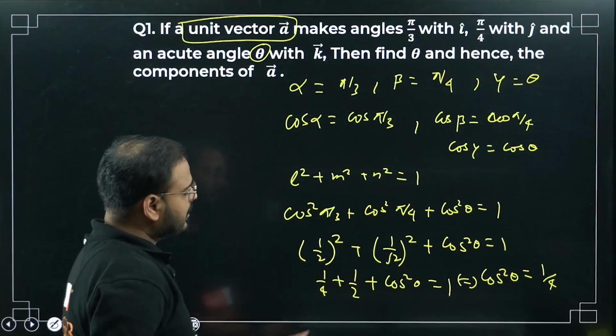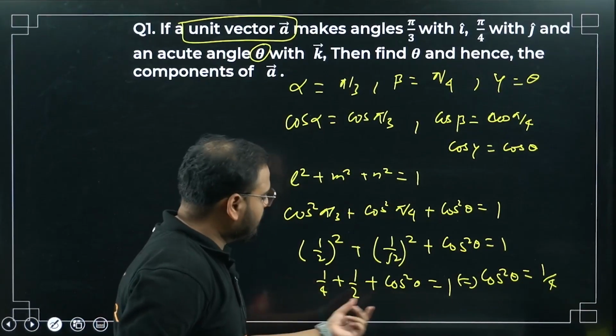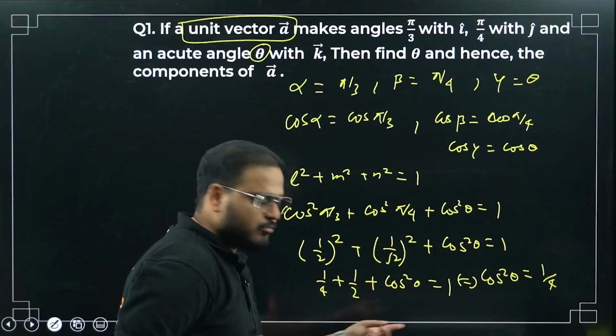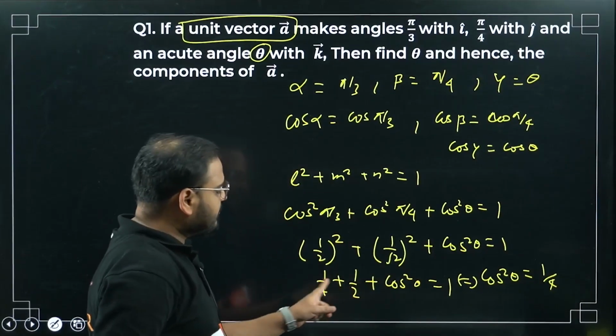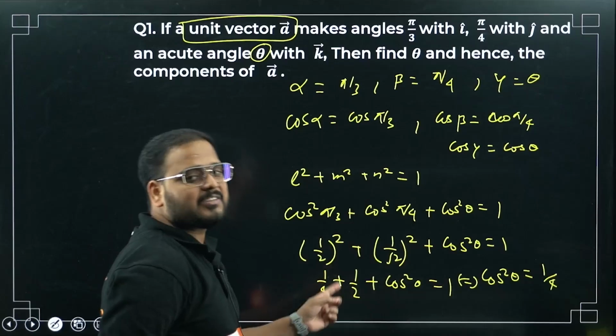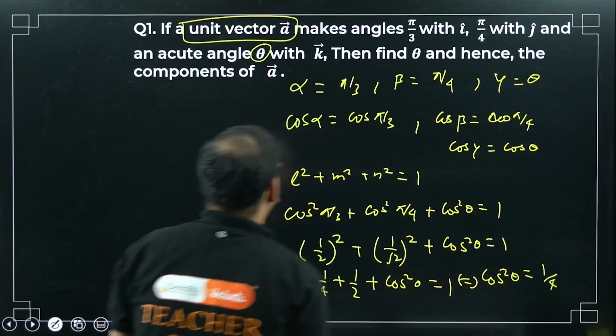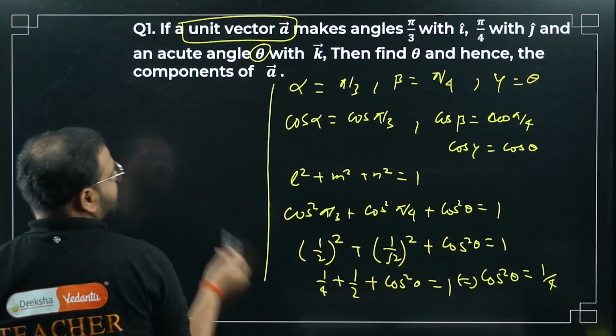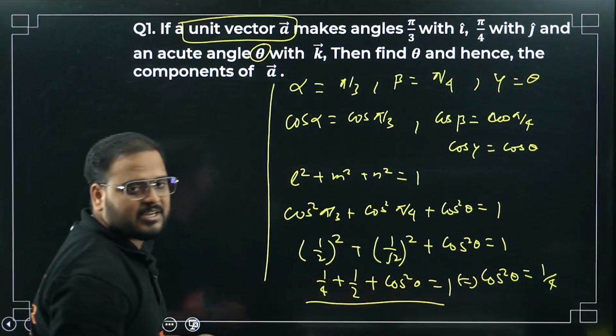Please check. 1 by 2 if you take on this side, will become 1 minus 1 by 2. 1 minus half will be half. Then if you take 1 by 4 on this side again, half minus 1 by 4 is again 1 by 4. So cos square theta is 1 by 4. If you're not sure, please solve and check this last step.